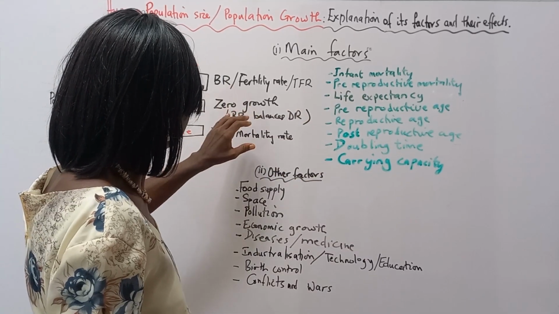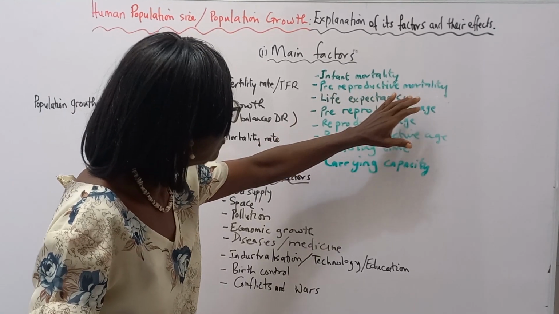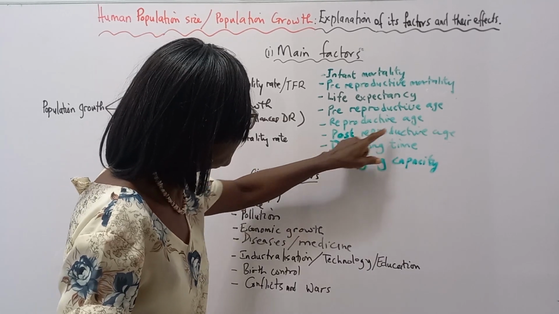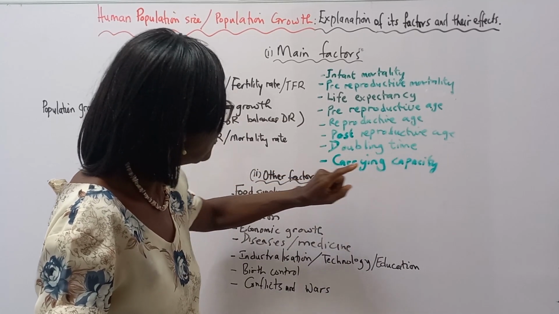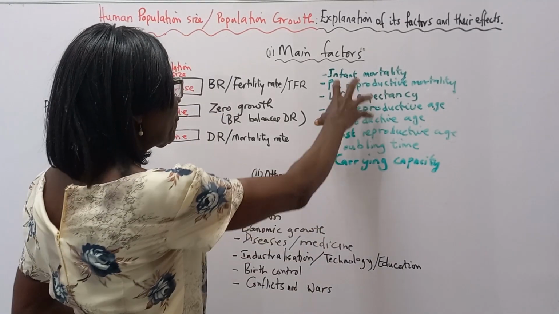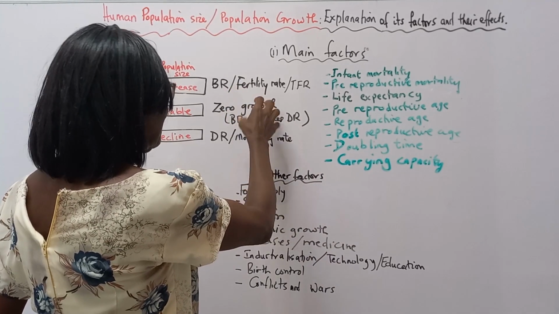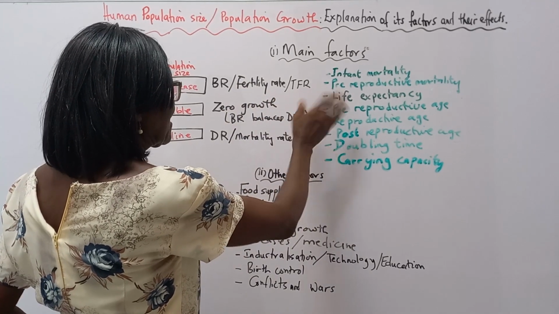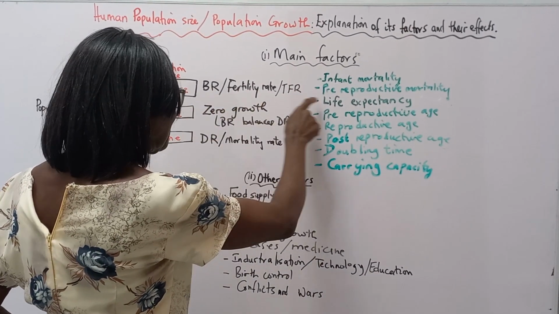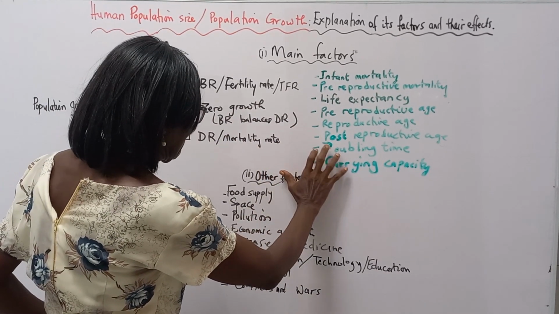You have birth rate, death rate, and you have infant mortality, pre-reproductive mortality, life expectancy, pre-reproductive age, reproductive age, post-reproductive age, doubling time, carrying capacity. These are also factors that are included within these factors. So the balance of these factors will determine whether the population is increasing in size, is stable, or the population size is declining.